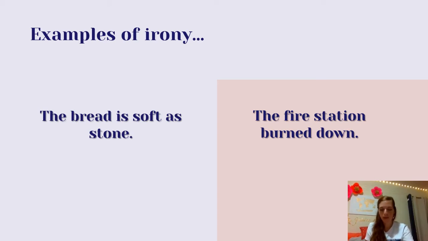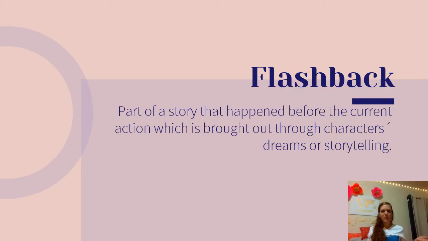Okay, let's look at flashback. Flashback I don't have an example for because it's super easy. It's a part of a story that happened before the current action, which is brought out through characters, dreams, or storytelling. You guys have watched movies and maybe you've read books where they use flashback. You need to know something about the character, but they're not going to show his whole life before the story takes place. No, they're going to flash back. They're going to keep flashing back sometimes, which is really interesting in a movie or a story. They keep flashing back to tell you a little bit more about the person's past so you can understand what's going on in the present and what will happen in the future. Okay, flashback, it goes back.